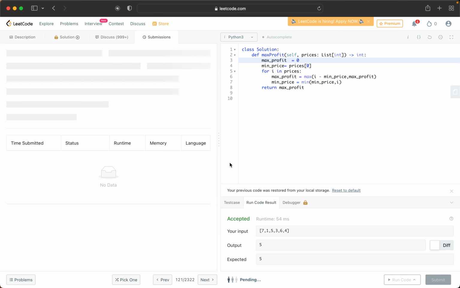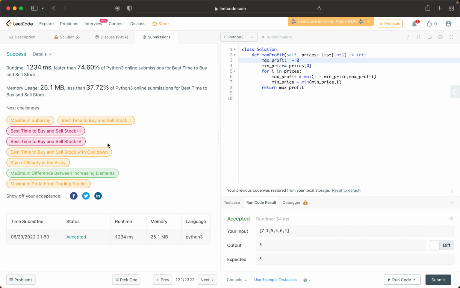Right, so that is how we solved, what is this question called? My bad. That's how we solve the stock problem from Leetcode.